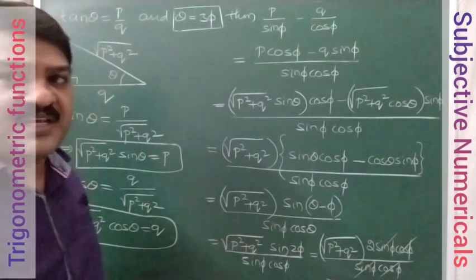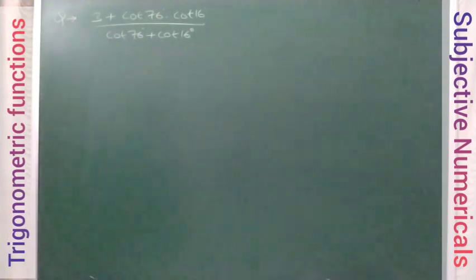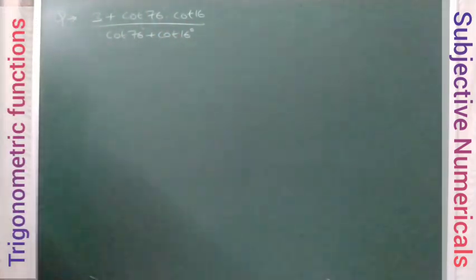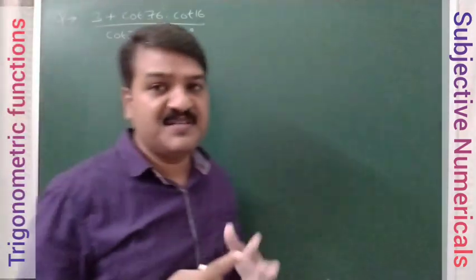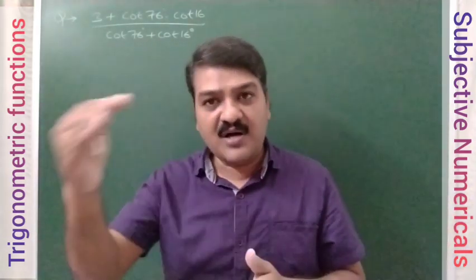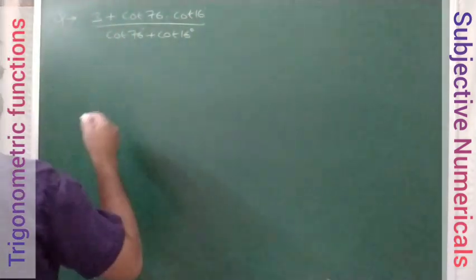Okay, so let us move to the next question now. Okay, so next problem we have on board now. So 3 plus cot 76 into cot 16 by cot 76 plus cot 16. So first basic step is we will try to write the cot function as cos by sine model. So all the cot functions to be written like that.